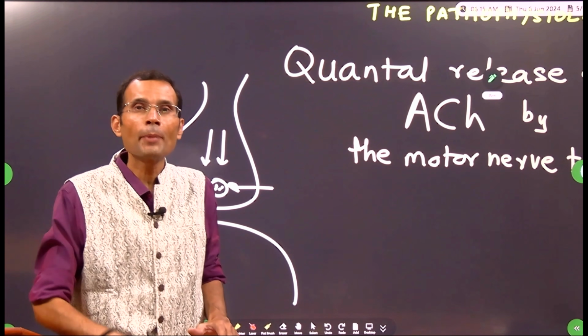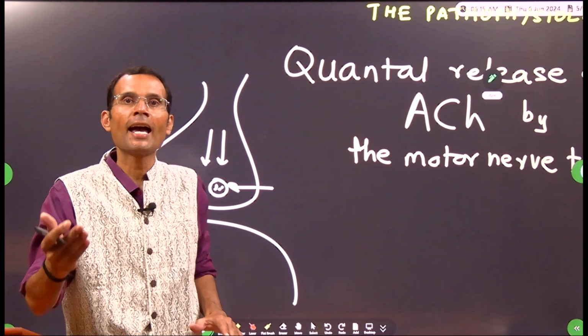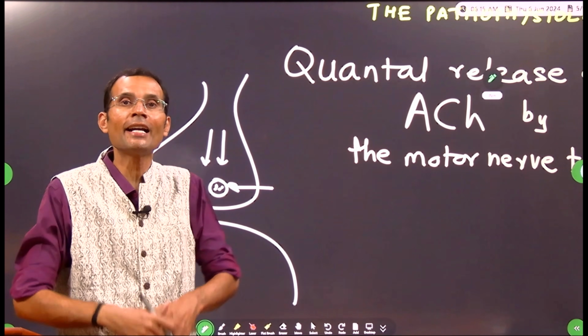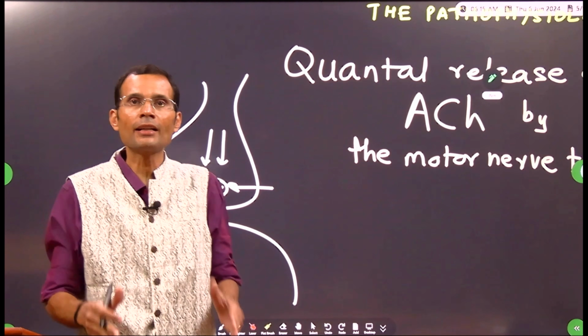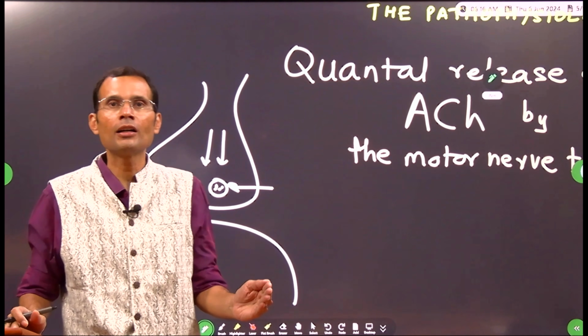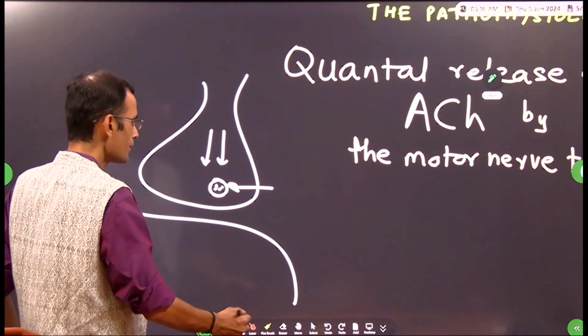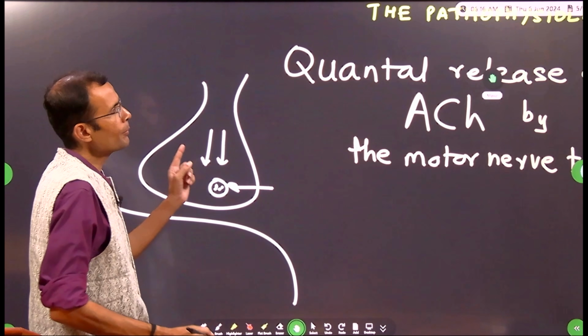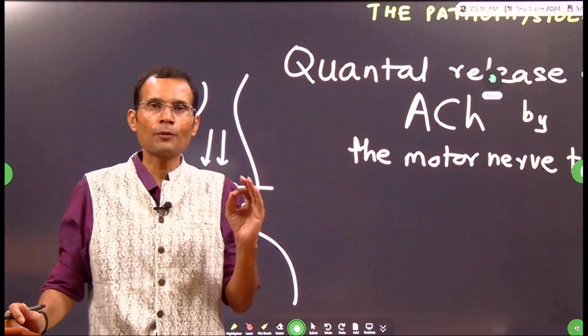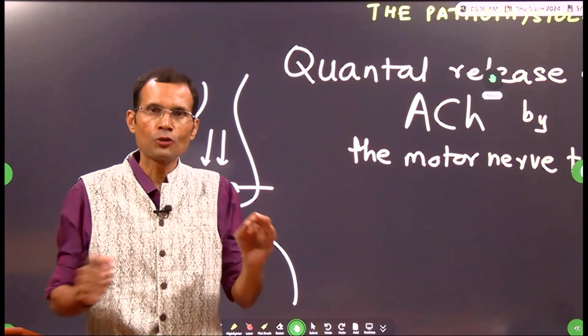Which means the remaining 20% muscle fibers have to perform the function of the entire muscle. And that is going to cause a quick fatigability and a profound weakness. So that's the pathophysiology. But just remember over here, quantal release of acetylcholine happens normally.